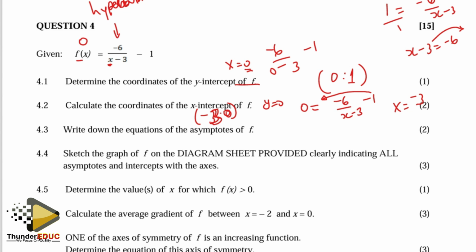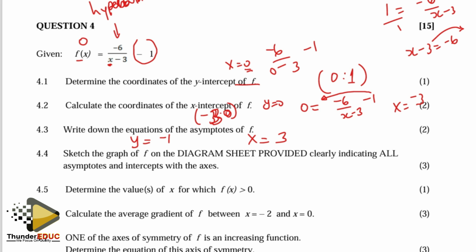Then next, they want the equations of the asymptotes. So there is this negative 1. Tell us why y is negative 1. For x, we need the x one, not the whole, and this one, change the sign. x is a positive 3.